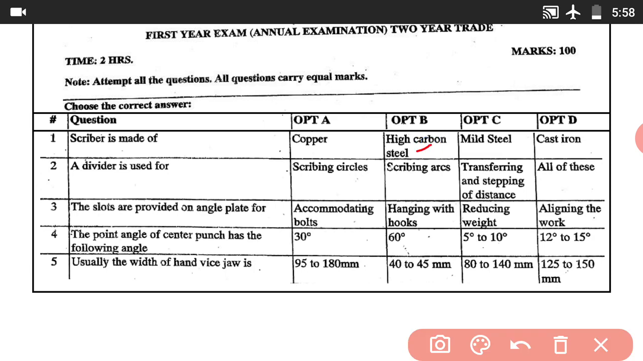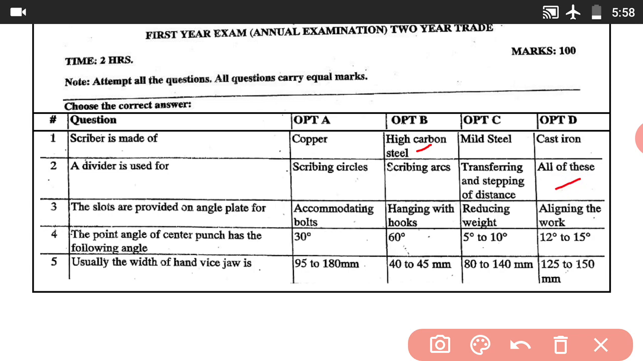Question number 2. A divider is used for scribing circle, scribing arc, transferring and stepping off distance. Option A, B, C, all three options are correct. So the answer is D, all of these.